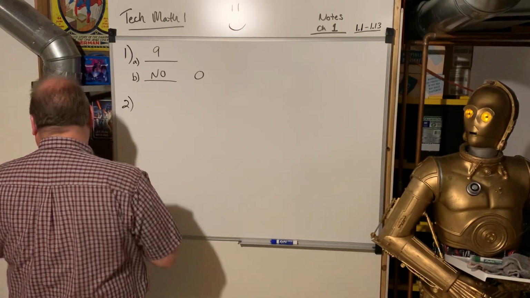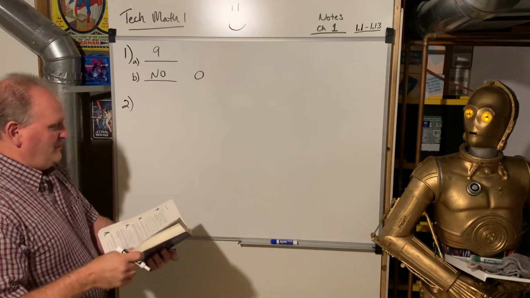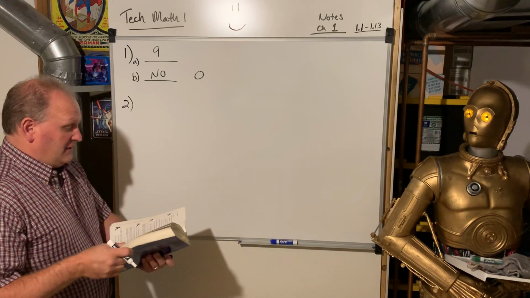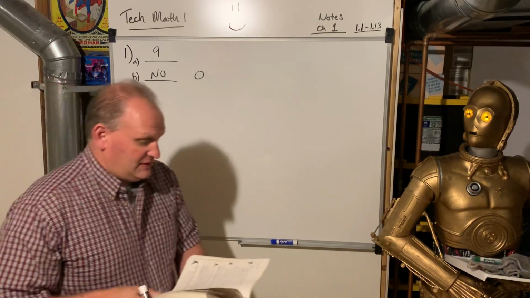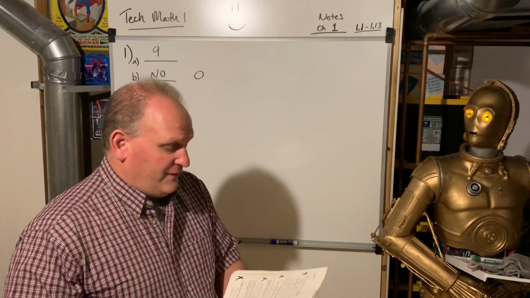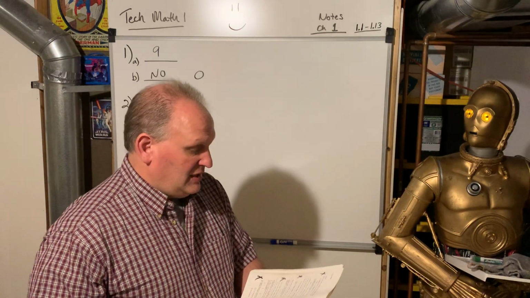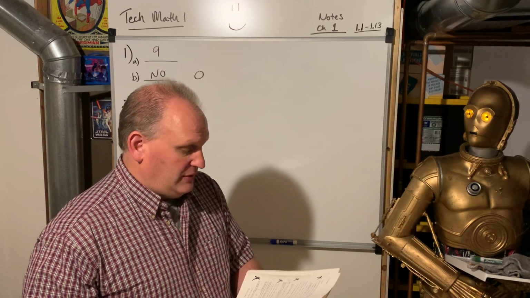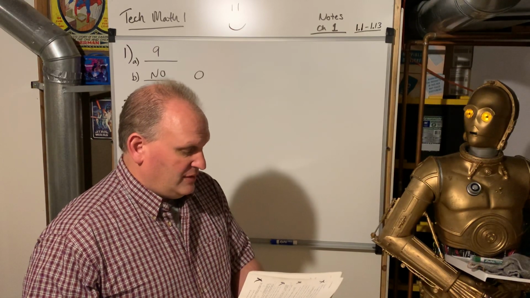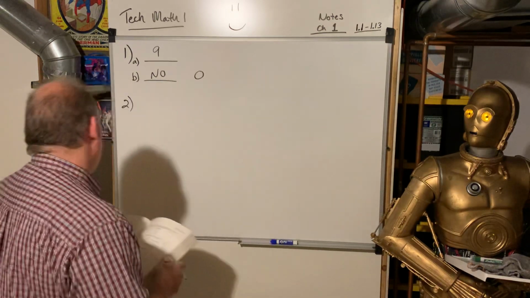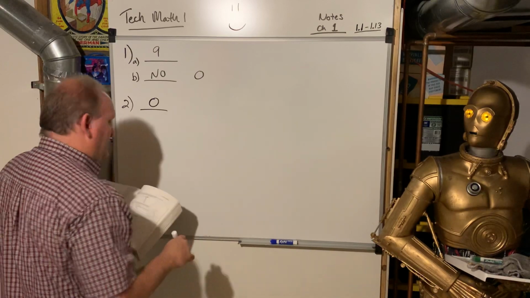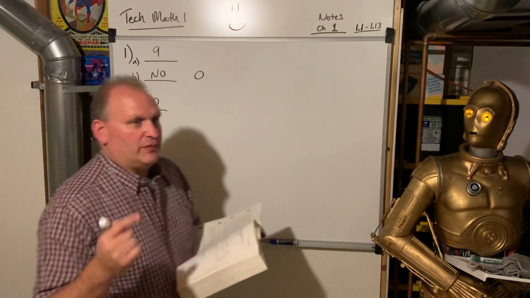Number 2. So this is in the blue book on page 2 on real numbers. There are various subsets of real numbers. Natural numbers are 1, 2, 3, 4, also known as the counting numbers. The set of whole numbers are the counting numbers with 0 included. Which number is a whole number but not a natural number? That would be 0. 0 is a whole number, but counting numbers or natural numbers start with 1.